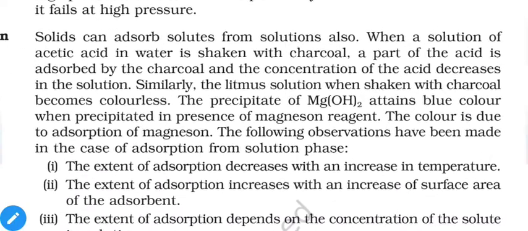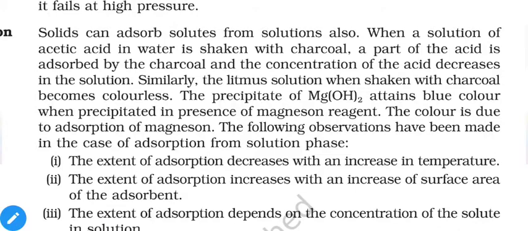For example, suppose you want to find the adsorption of acetic acid. First of all, a known amount of acetic acid solution will be taken. Then we will add a fixed, measured quantity of charcoal to it, and after the adsorption we will find the new concentration of acetic acid with the help of NaOH. Initial concentration minus new concentration is equal to the adsorbed amount, or the value of x, for acetic acid.